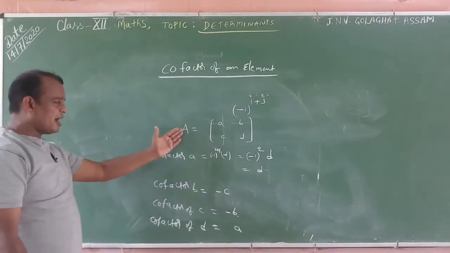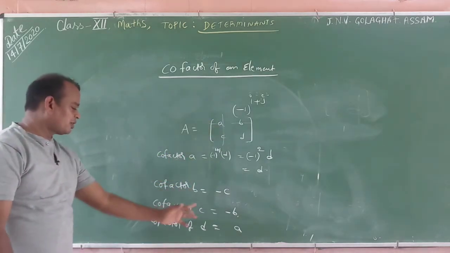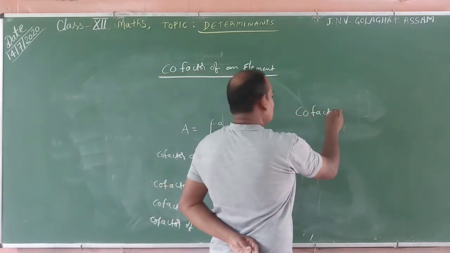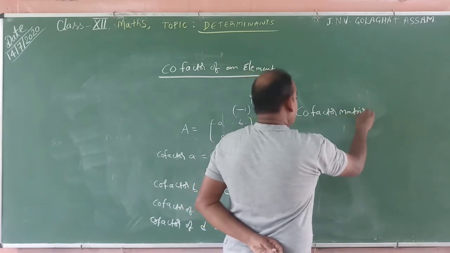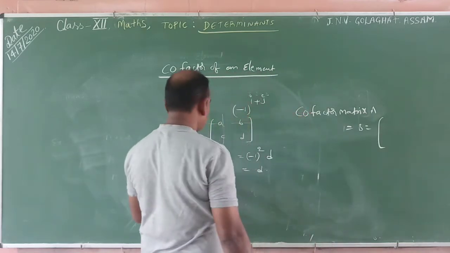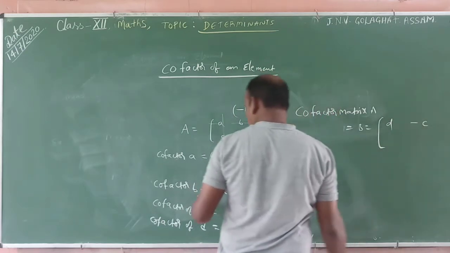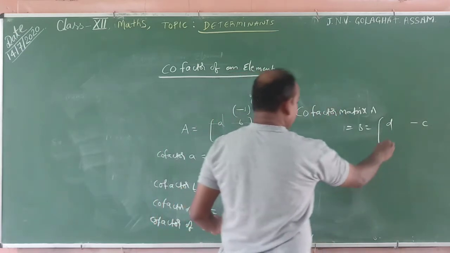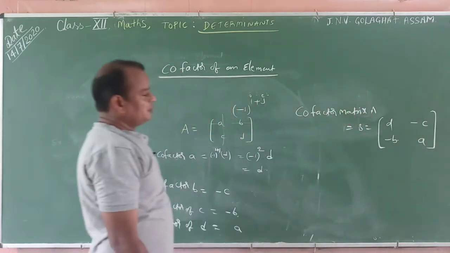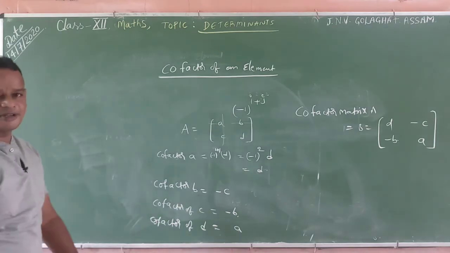Now we write this is the A matrix, we will take the 2 by 2, whatever may be. Now the cofactor of A, cofactor of B, cofactor of C, cofactor of D. Now we write the cofactor matrix. The cofactor matrix of A is: first the cofactor of A is D, next the cofactor of B is minus C, the cofactor of C is minus B, the cofactor of D is A. This is the cofactor matrix of A.